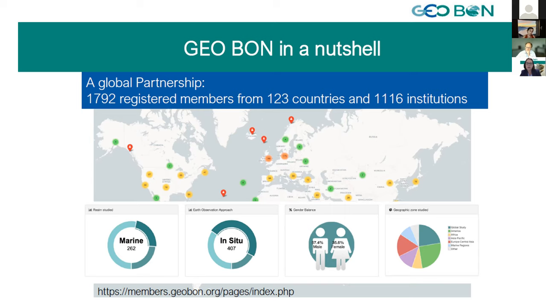GEO BON also, of course, works on delivering indicators based on biodiversity observations, and that's what we're going to be talking about today. But GEO BON is a very global and open partnership. And as you can see here, it addresses terrestrial, freshwater, and marine, and it has members well represented across all of the world's major regions.